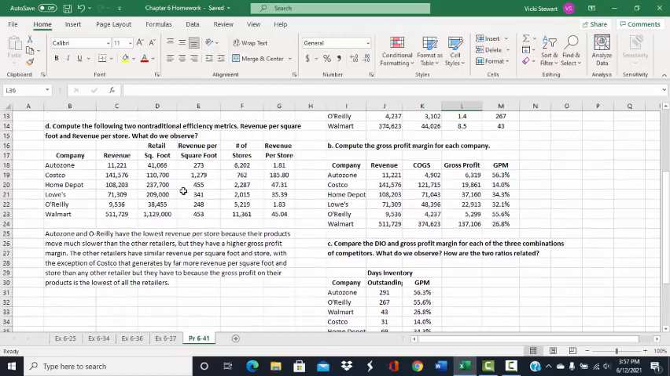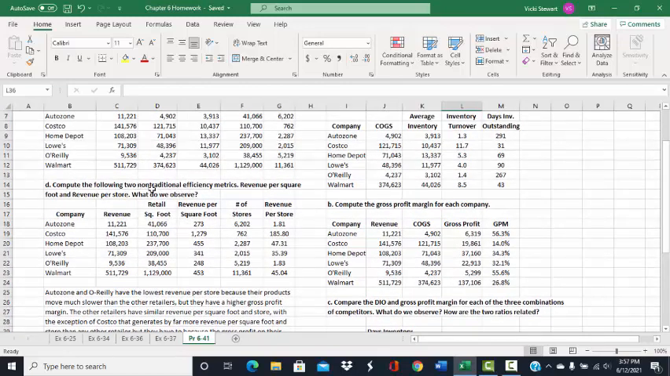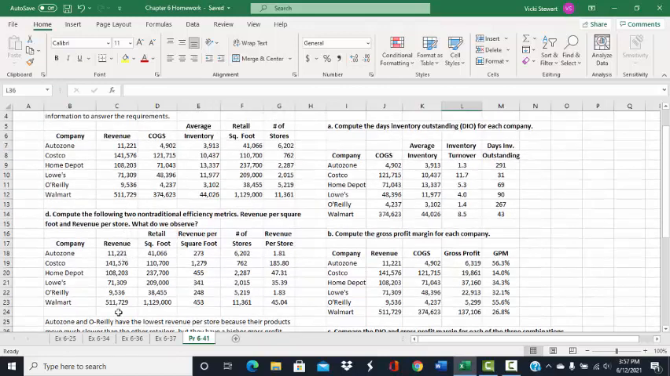Okay, and then in the D portion, it asks us to compute the following two non-traditional efficiency metrics: revenue per square foot and revenue per store. And what do we observe? So now I have copied from the information the revenue for each of the 6 companies, the retail square footage for the companies, and the number of stores for each company. And I have gotten the revenue per square foot by dividing revenue by their retail square footage, and I've gotten revenue per store by dividing the revenue by the number of stores.